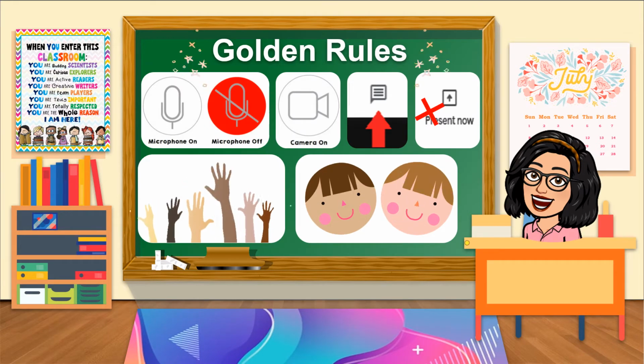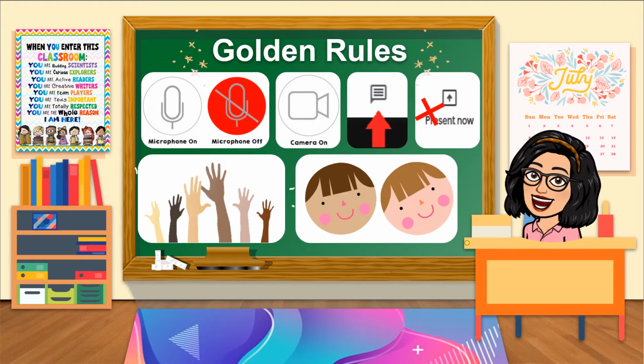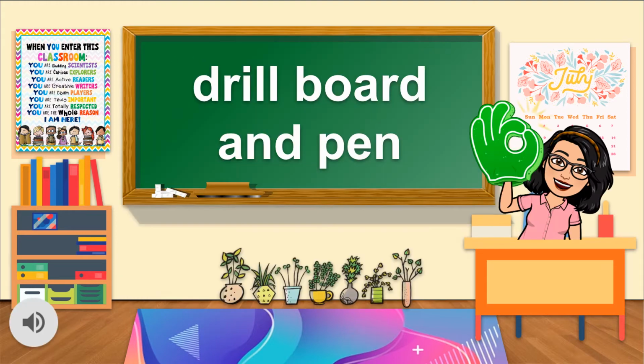So, we have our golden rules. The most important golden rule is to always smile. So, get ready with your drill board and pen. If you don't have any, you can use any paper. And of course, your ball pen or pencil. Let's have the first one.